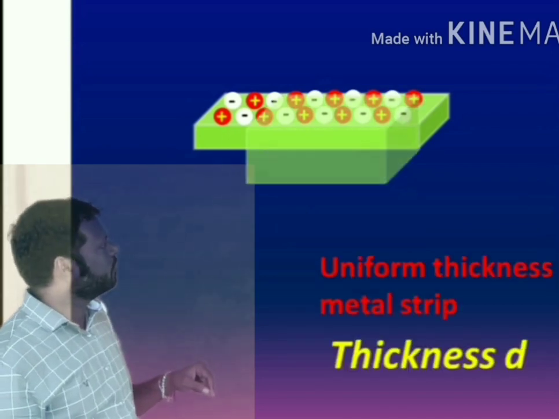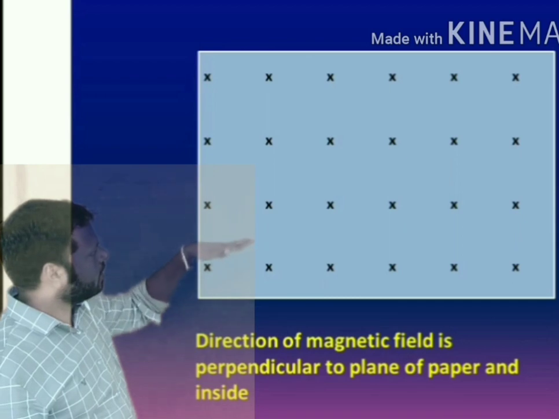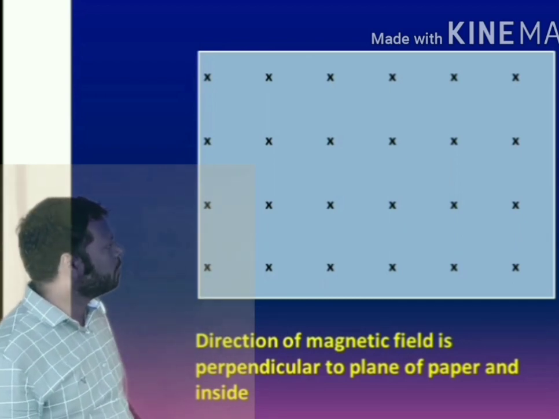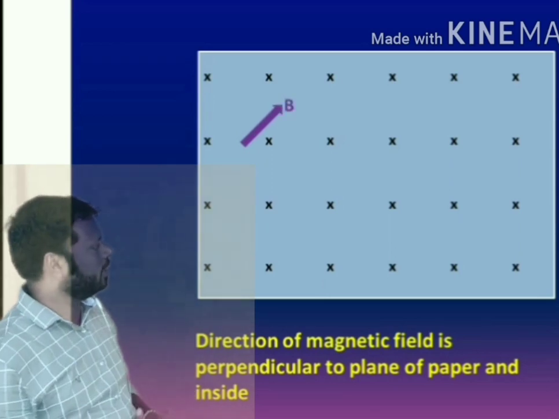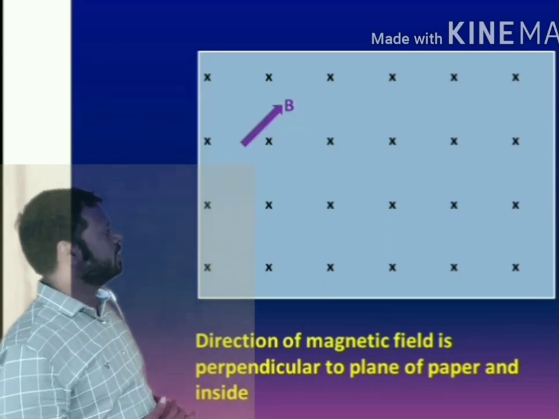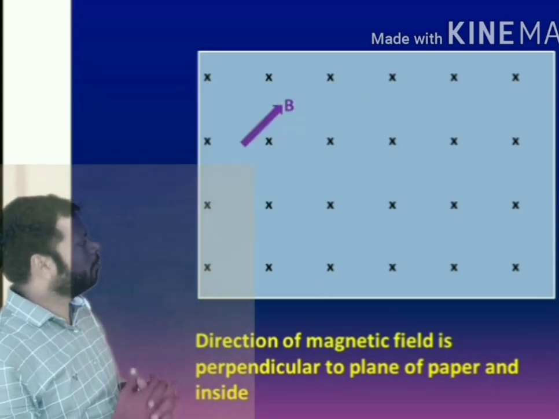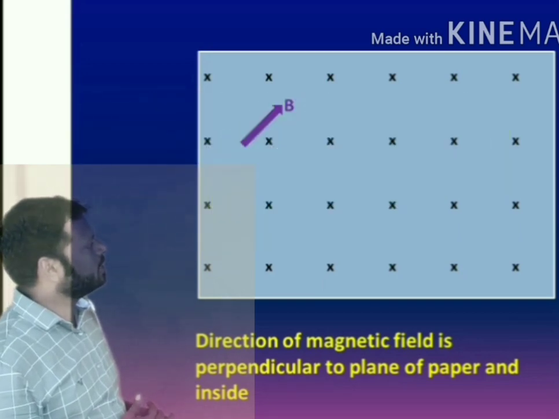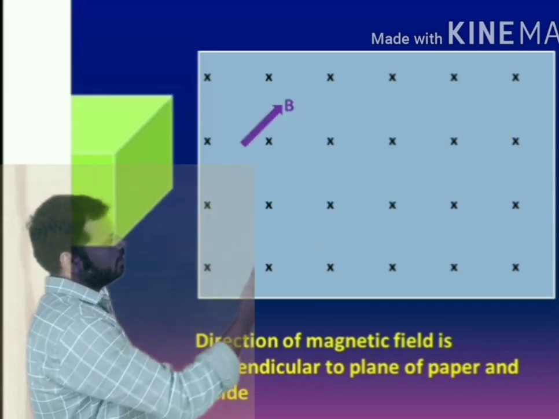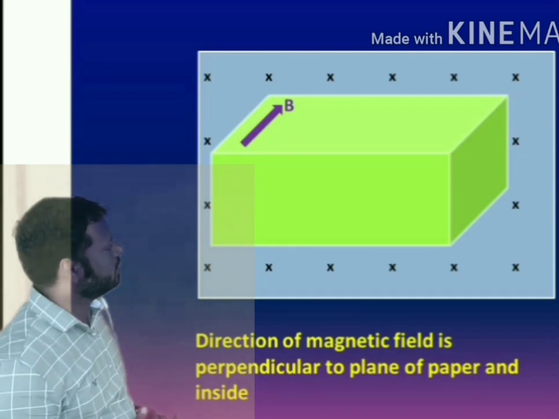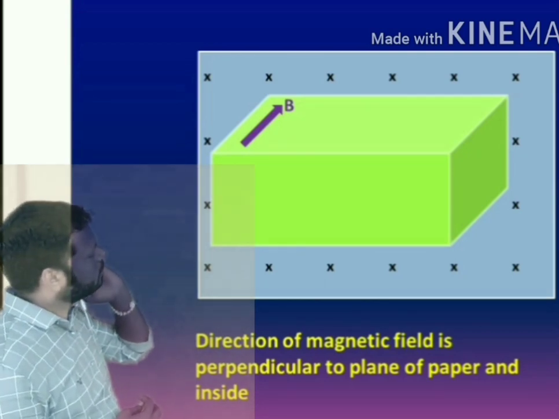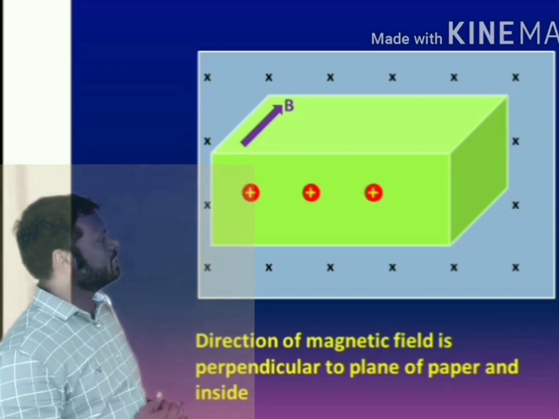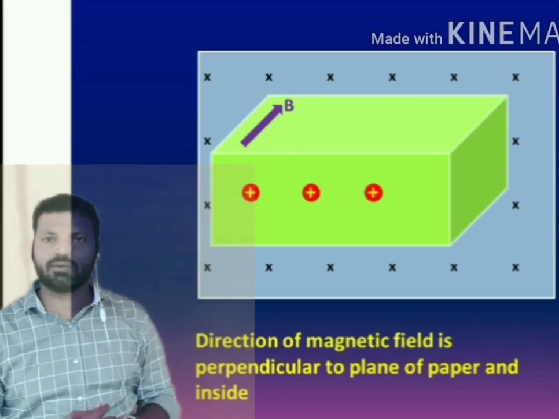Now, this is the magnetic field. The direction of the magnetic field is perpendicular to the plane of the paper and it is going inside. Now the metal strip is placed in the magnetic field, perpendicular to the direction like this. In the metal strip, charges are there. Now I am considering a positive charge. You can take whatever you want.